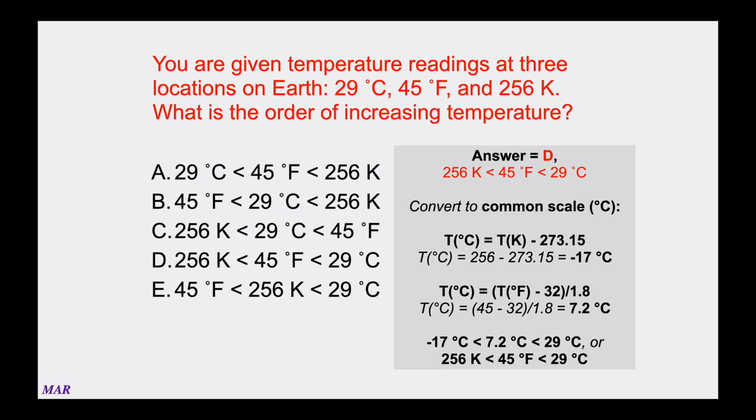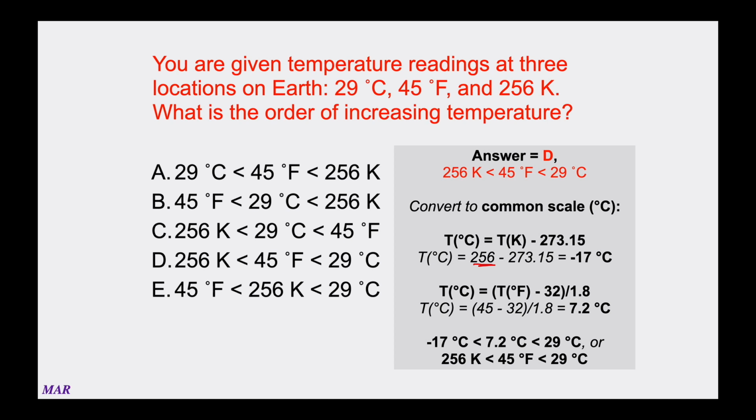The answer, by the way, is D, and the Kelvin temperature is the coldest in that list, followed by Fahrenheit and followed by Celsius. But here you can actually see the values converted. So this first part right here, we're taking the Kelvin temperature, 256, and subtracting 273.15, cut it off at the ones spot. That's this sig fig thing to do. So you get negative 17 degrees Celsius, and that is certainly colder than 29.